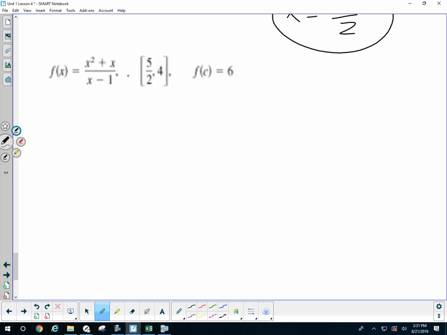But is 1 between 5/2 and 4? No. So this function is continuous between 5/2 and 4.